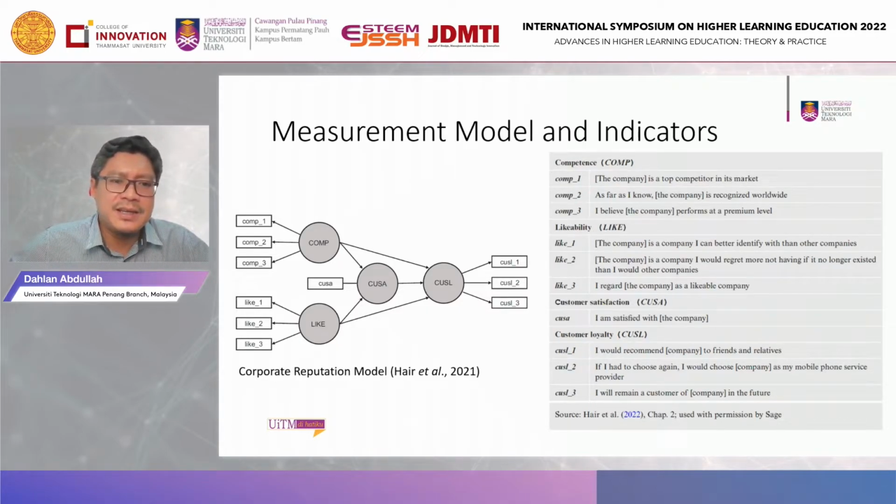You can see here, competence is represented by 3 items. Meaning we have 3 questions to measure competence. Comp 1 here represents an example of the question. And for likability here also 3 items, and these are the items or questions that we use to measure. And this is how the PLS-SEM model is developed.